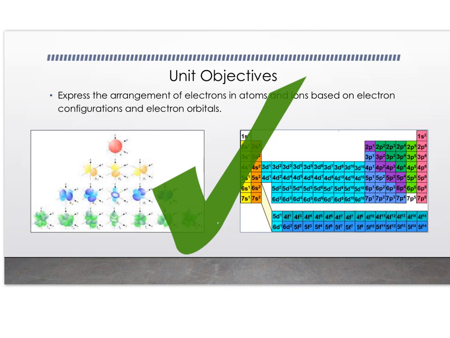Okay, so have you accomplished the objectives? Are you able to write the arrangement of electrons of atoms and ions based on electron configuration and electron orbitals? If not, that is okay, because we will spend time in class going over this lecture, making sure a little bit more information is understood from it. Just make sure you have these notes written down before you come to class the day that we are going to have this lecture.